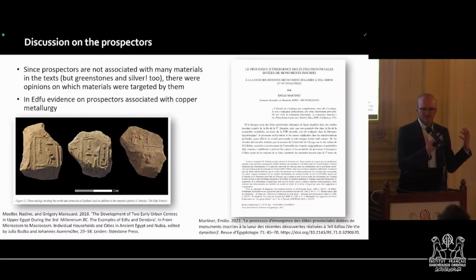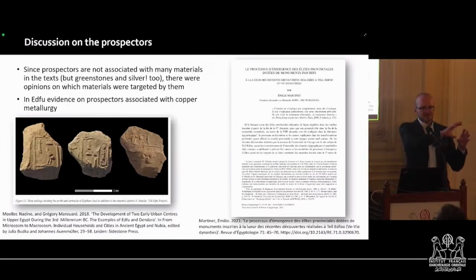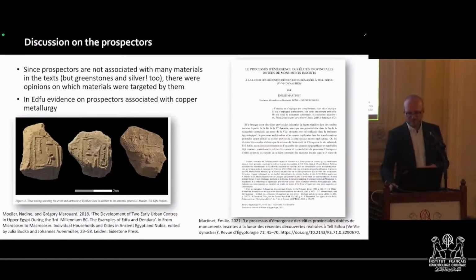copper. But what Nadine and Greg showed in Edfu, there is a connection of presence of prospectors and also some copper metallurgy. There is also a very nice paper by Emily Martinet from 2021, which is a little bit deceptive by its title because it not only deals with the particular site of Edfu in the 5th and 6th dynasty, but also this stripe of desert, which is going in the eastwards direction. And in this paper, she quite nicely gathered together not only the prosopographical evidence, but this paper is quite a lot about copper. So this is the mining and initial processing of copper.